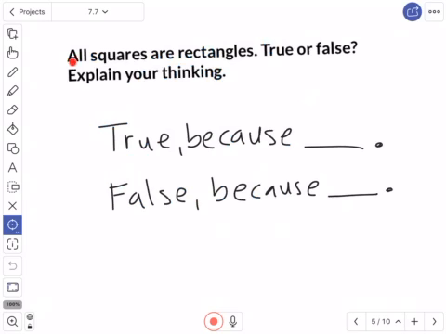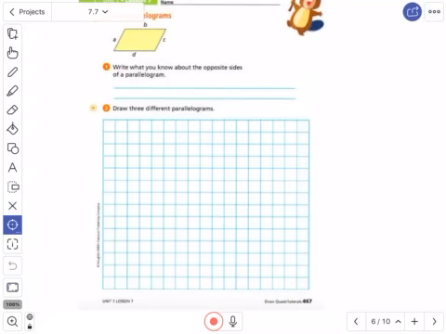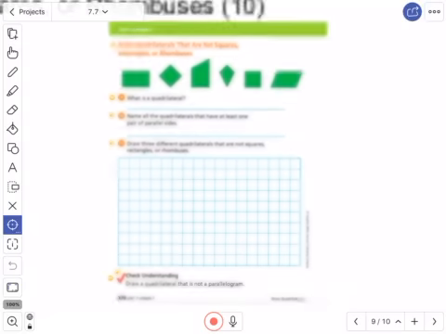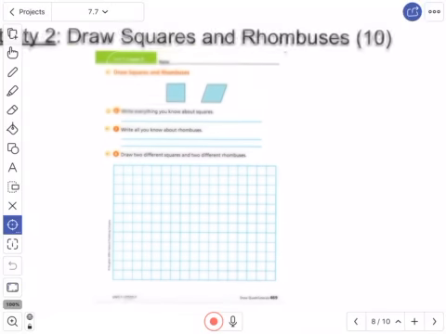But the question is, all squares are rectangles, true or false? Explain your thinking. So by the time we come back to the lesson, I just really want you to think about, is every single square a rectangle? Okay. So for the pages we're going to be doing today, it's page 467, page 468, 469, 470.